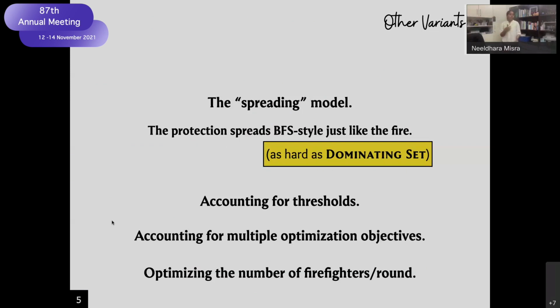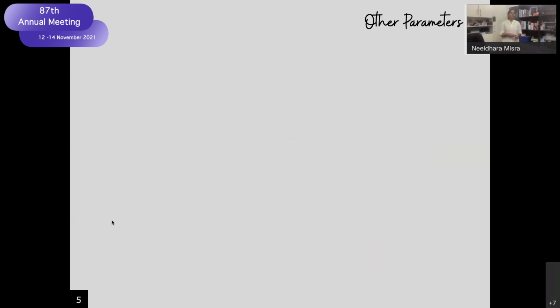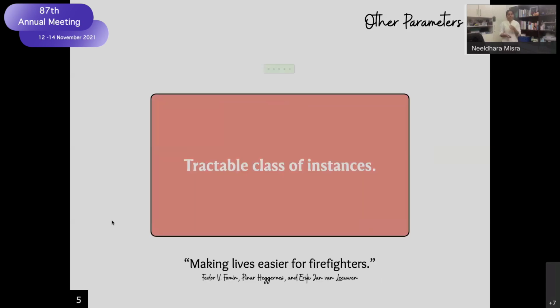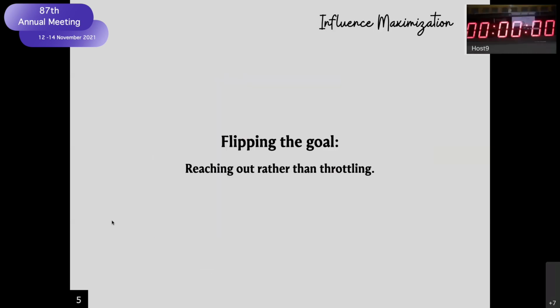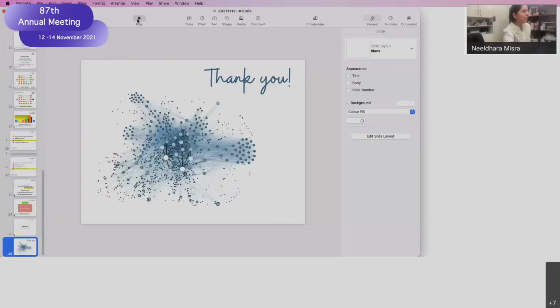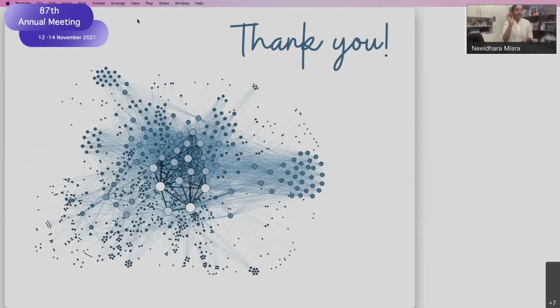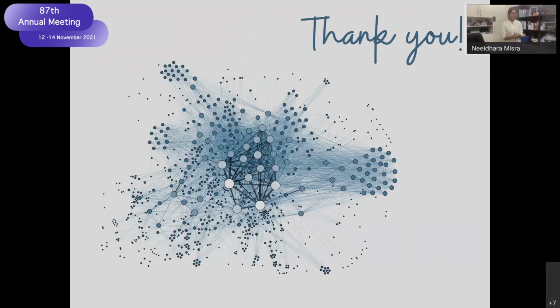And then you could combine some of these objectives. You could say you want to minimize the number of firefighters subject to being able to save at least a certain number of vertices and so on. And you could also look at the variant where you allow to deploy multiple firefighters in one round, and you want to minimize how many you deploy per round. And with that, I think there were a couple of other variants, but I think I could completely skip them at this point and wrap this up here.